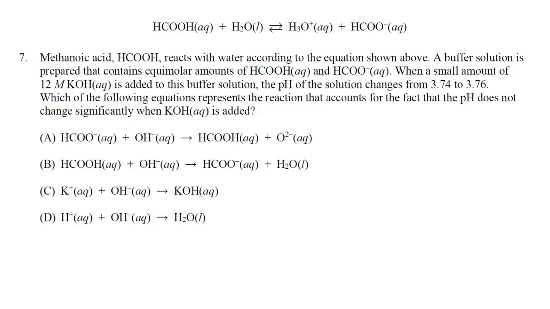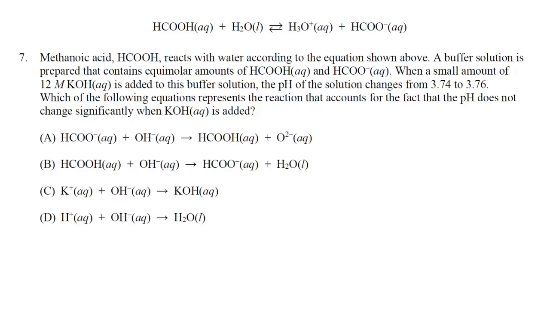So in this equation, we can see that methanoic acid is a proton donor. So it donates H plus to water, forming the hydronium ion H3O+, along with its conjugate base, which is the methanoate ion, and that has the formula HCOO-. Now we have a buffer solution with a conjugate acid-base pair. So a buffer solution is prepared that contains equimolar amounts of methanoic acid, the weak acid, and its conjugate base, the methanoate ion.